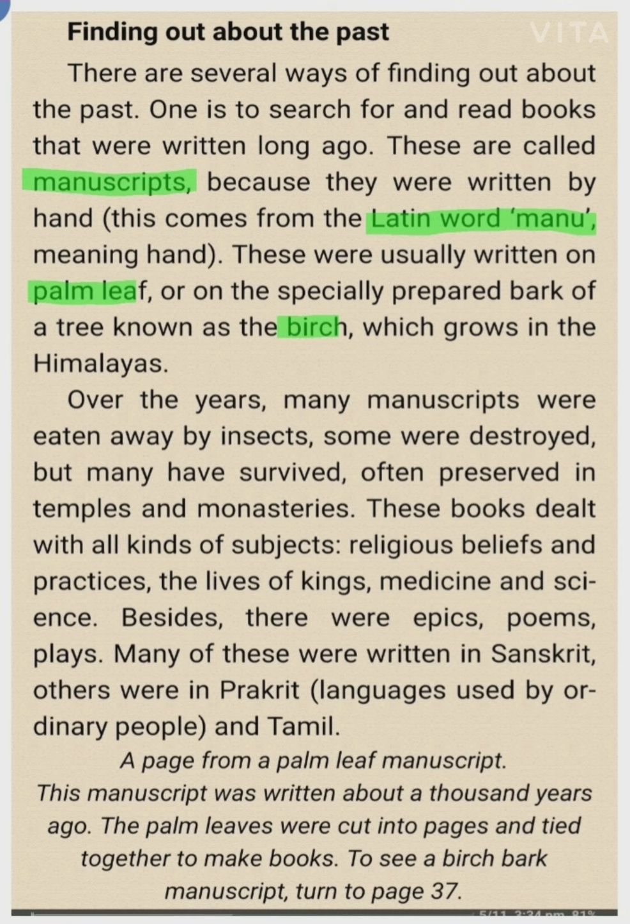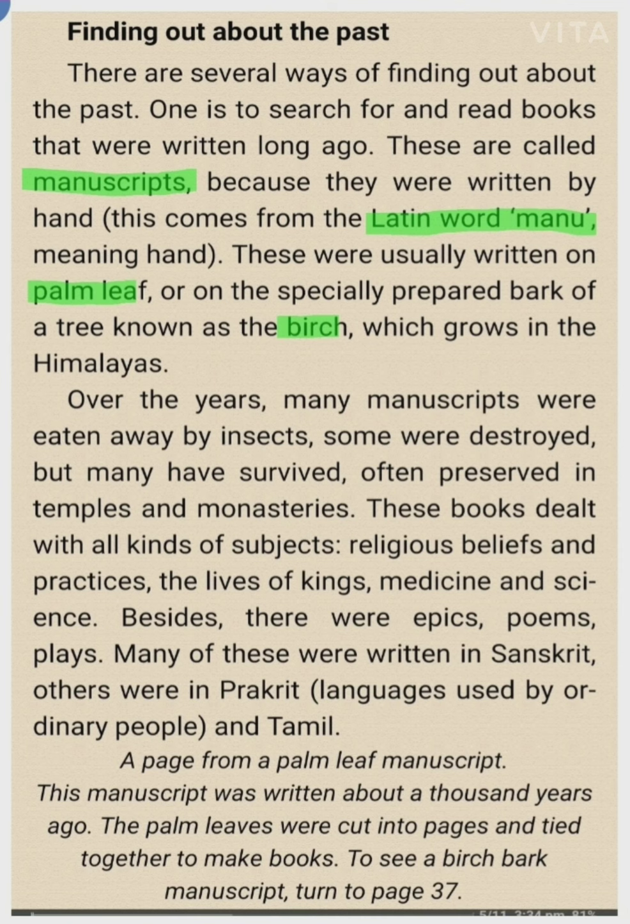Over the years, many manuscripts were eaten away by insects, some were destroyed, but many have survived, often preserved in temples and monasteries. So many of the manuscripts written thousands of years ago have not survived. Some have been eaten by insects, some are destroyed, but some have survived because they were preserved in temples, monasteries, or were transferred from one generation to another. Today you can also see that many manuscripts are preserved in museums.